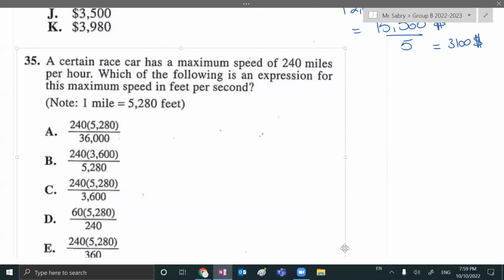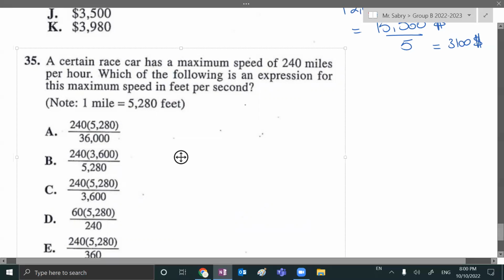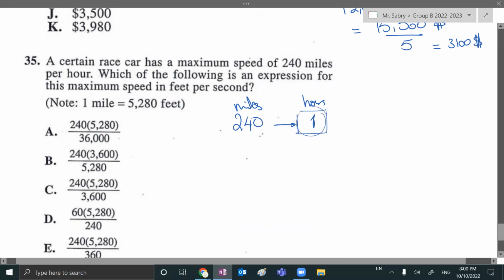Okay. Now in 35 they say a certain race car has a maximum speed of 240 miles per hour. Which of the following is an expression for the maximum speed in feet per second? And note that 1 mile is equivalent to 5,280 feet. So right now the maximum speed is 240 miles. These are the miles, and in 1 hour, these are the hours. Apparently they needed to be in seconds. So instead of the hours, I'll change this to become seconds.